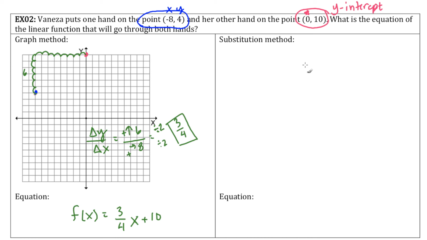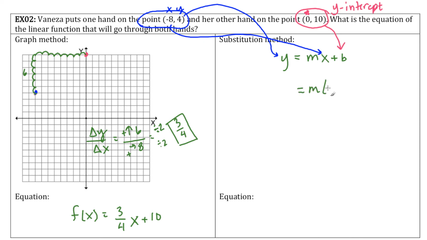And let's go ahead and do the substitution method. So y equals mx plus b. We know that this one goes here, and we know that this negative 8 is our x, so it goes here. And we know that 4 is our y, so it goes here. So let's substitute. We don't know m, so I put m. We know that x is negative 8, plus b, so plus 10 because it's positive 10. And then 4 is our y.